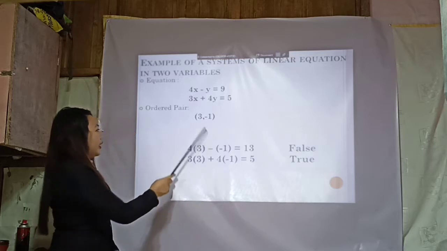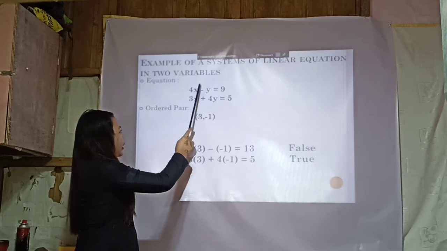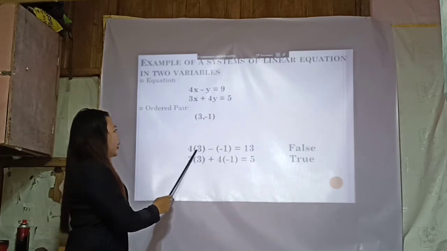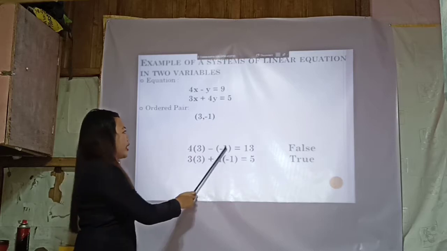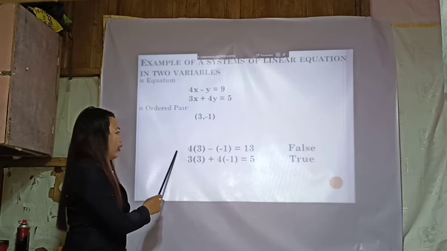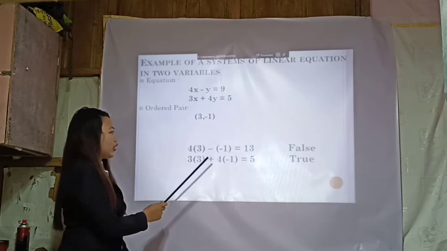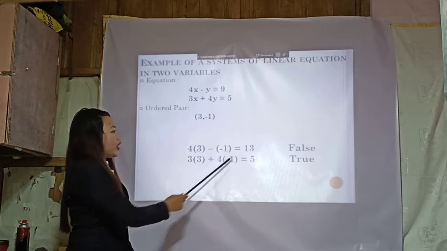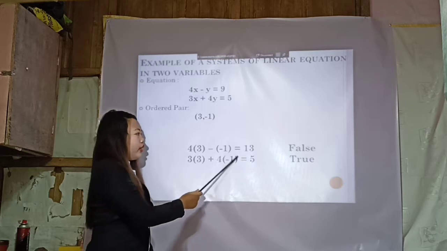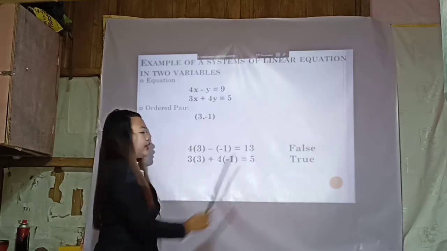So, example, the first equation is 4x minus y is equal to 9. So, the value of x is equal to 3 and the value of y is equal to negative 1. So, 4 times 3 is equal to 12, and minus negative 1, so 12 plus 1 is equal to 13. So, 12 is not equal to 13. Therefore, this equation number 1 is false.